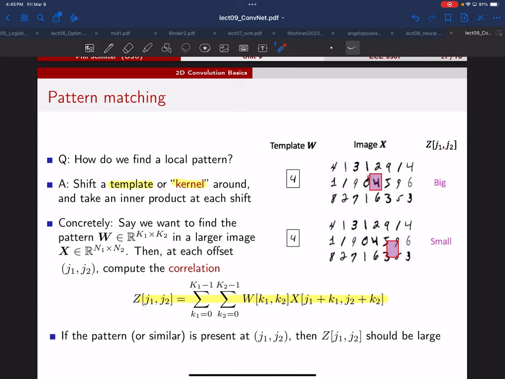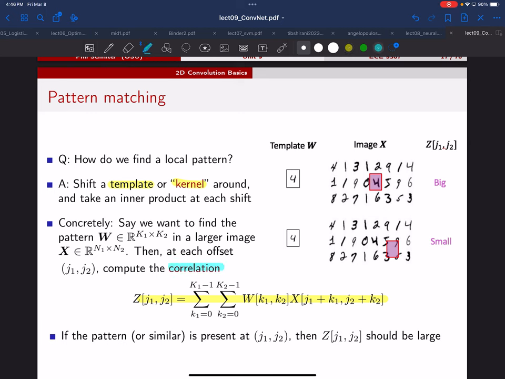So I keep sliding this around to all these different j1, j2s, like here's one, here's another one, and I just keep a record of the values that I found. So I'm looking to fill out this z image for all j1 and j2. So that is this pattern matching. This procedure is called either correlation or convolution. Technically speaking, it is correlation.